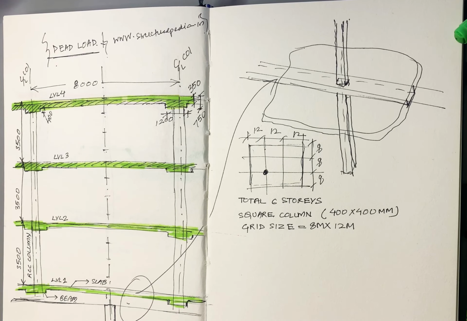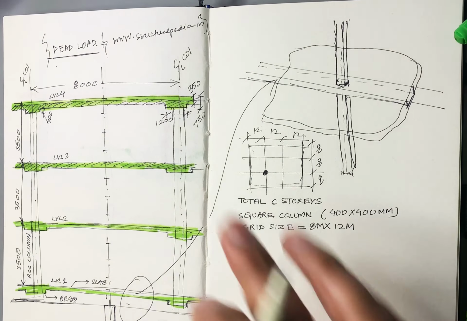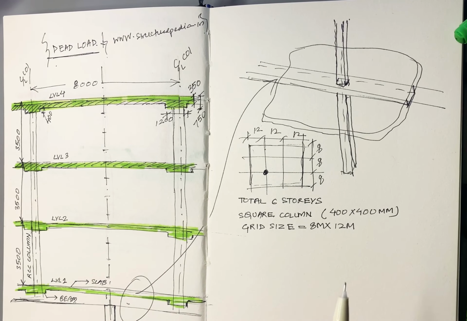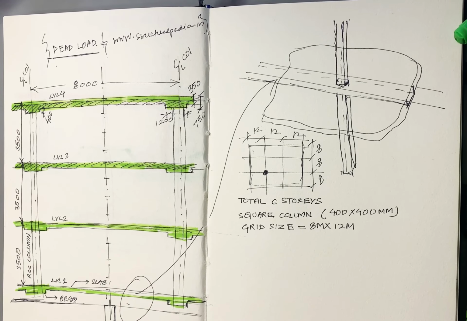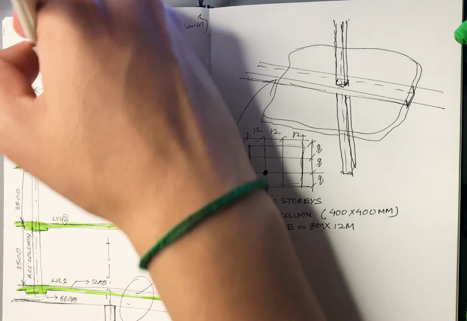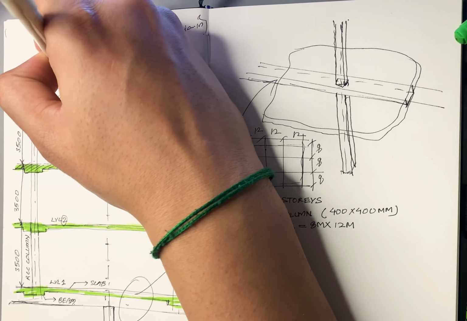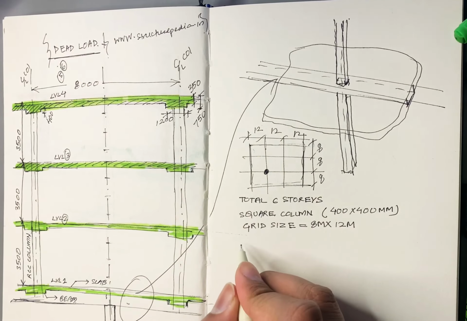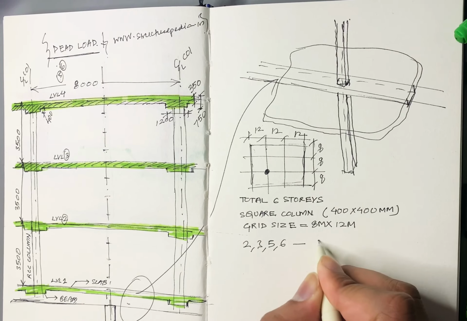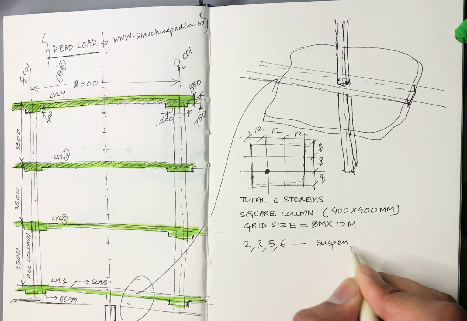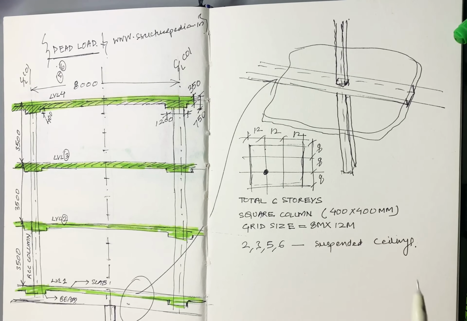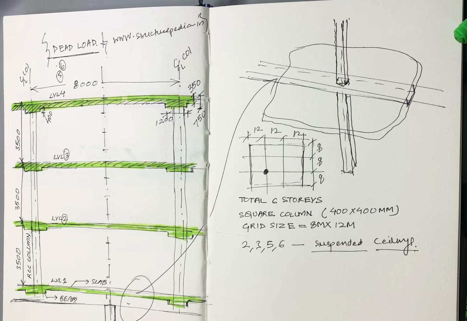Levels 2, 3, 5, 6 have raised floors and suspended ceilings with services installed within them. This is 2, this is 3, and above that we must be having 5, 6. So 2, 3, 5, and 6 have suspended ceilings. Okay, what do you mean by suspended ceilings?